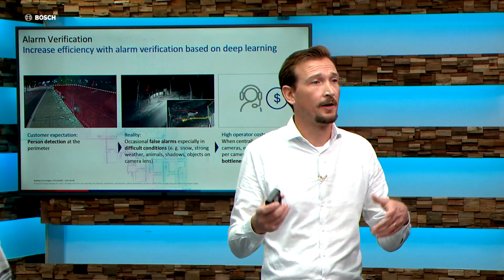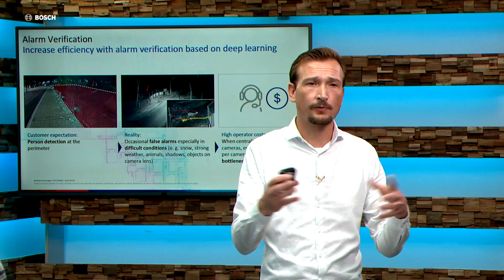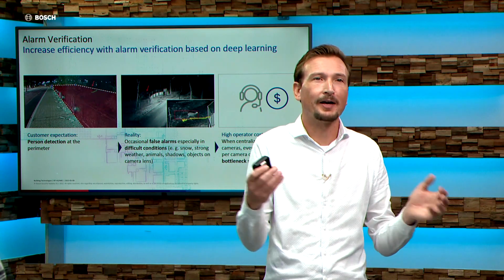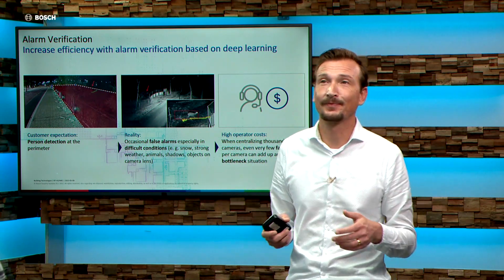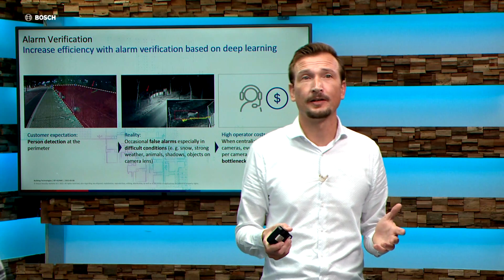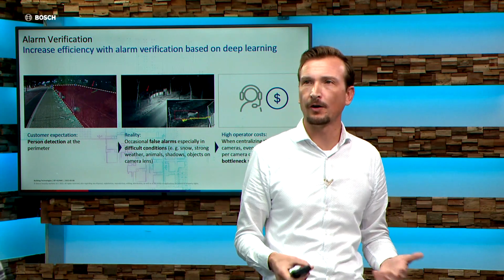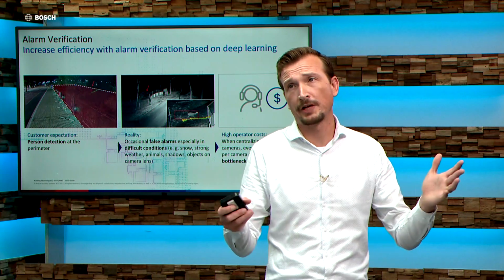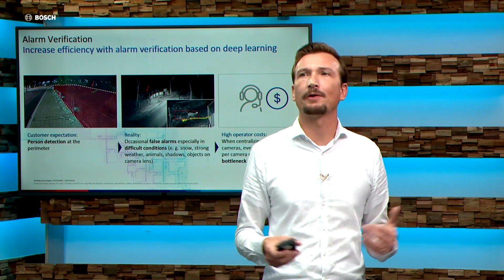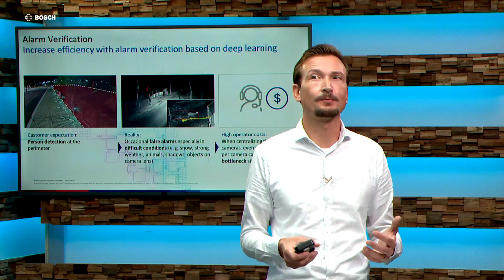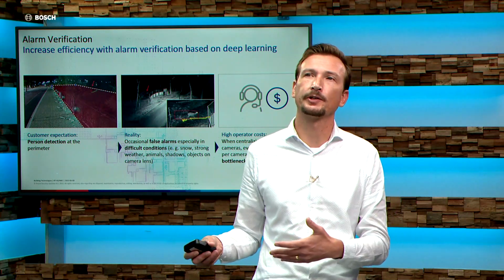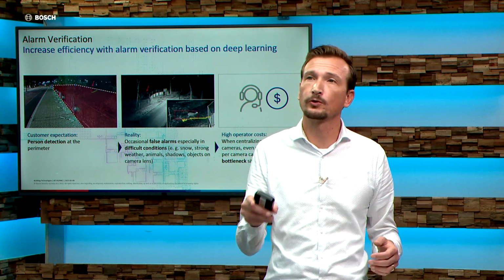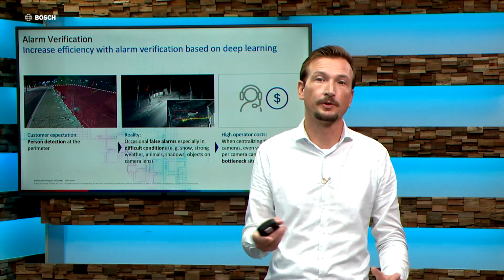Maybe you have really bad weather, a lot of shadows, lights, or maybe just a spider walking on the camera lens. Then this might generate a false alarm for you. And a false alarm for a few cameras might be okay. But if you have 1,000 cameras, then a few alarms could become a real problem for the operation, because the operator is there, really looking at all those alarms and making sure, hey, this is not really an alarm.